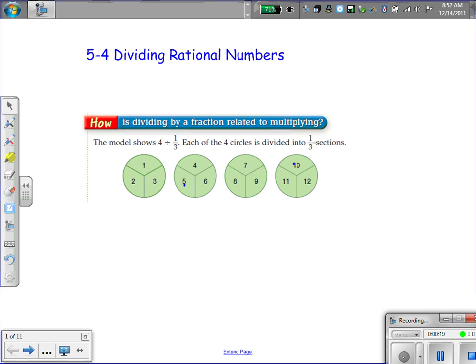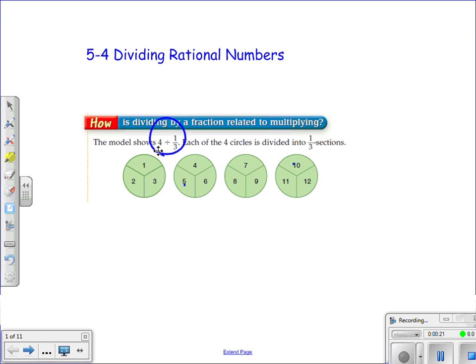Here we have the problem 4 divided by 1/3. In our model, in our picture, we have 4 whole things that have been divided into thirds. If we divide 4 by 1/3, how many parts do we have? We have 1, 2, 3, 4, 5, 6, 7, 8, 9, 10, 11, 12. So think about what it means to divide by a fraction. We're seeing how many parts there are of that size fraction in your model.